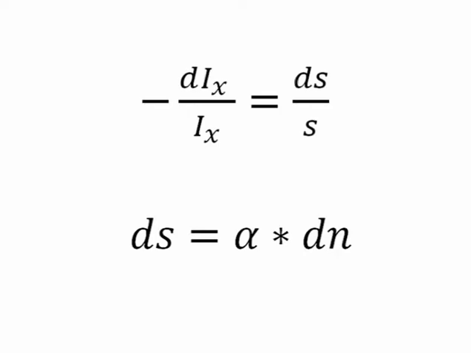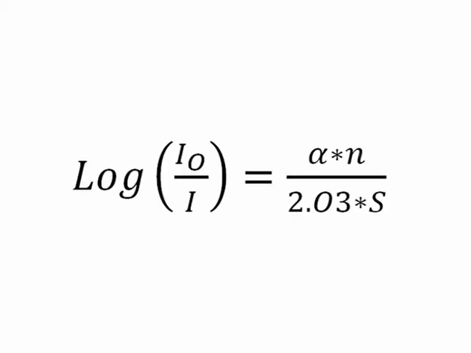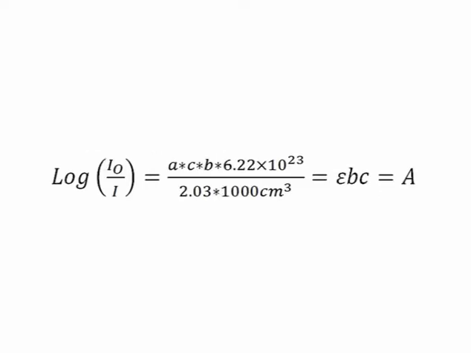Separating the variables of the equation and integrating, we obtain, transforming to the base 10 logarithm, and replacing the number of particles divided by the volume with the concentration C, and regrouping all the constants in one, the Beer equation that defines the absorbance as a function of the concentration, the molar absorptivity and the length of the cell, B, or as a function of the intensities of the rays that enter the sample and get out.